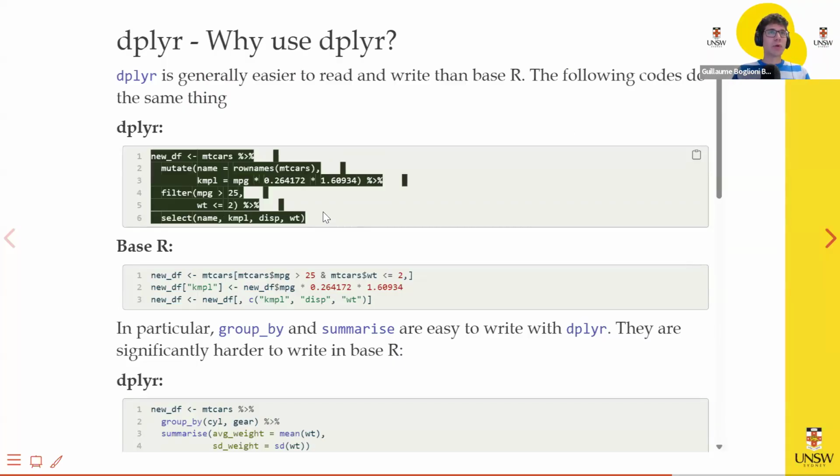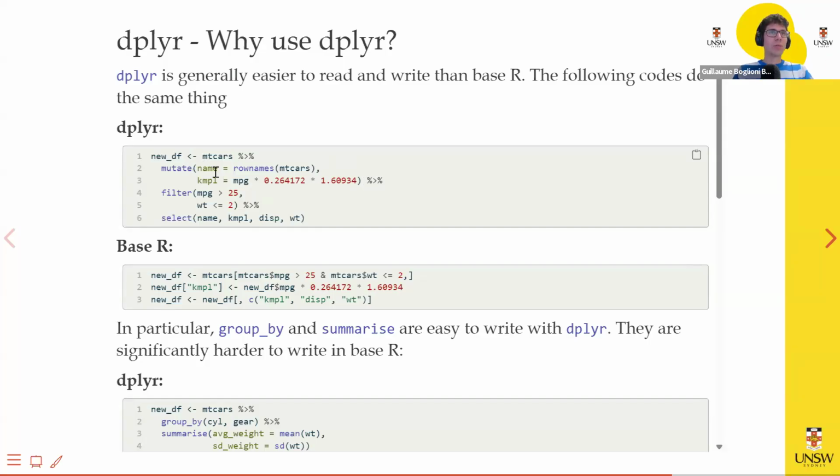Now, the first example is relatively basic. In dplyr, the kind of stuff we've been talking about for the last 30 minutes, I'm creating a new variable, kilometers per liter. If I want everything in metric, kilometers per liter would be this. And then again, I'm filtering, so I keep certain rows, and then I select certain columns.